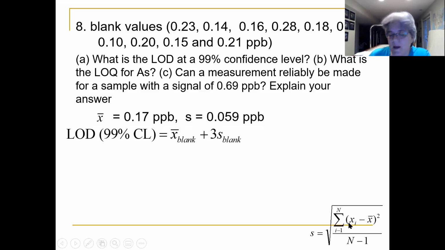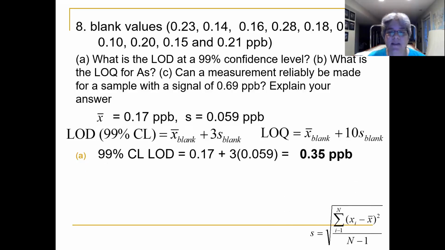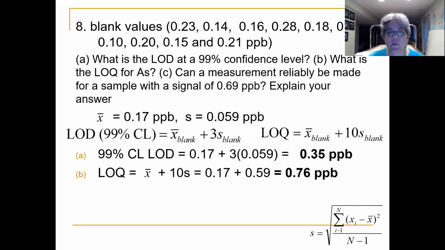Okay, then to calculate A, that's just 3 times the standard deviation plus the average, so you should have had 0.35 parts per billion. Okay, B asked for the limit of quantitation. So remember, that's the average plus 10 standard deviations. So that's 0.76. And then C asked, okay, now I have a sample and the signal is 0.69.